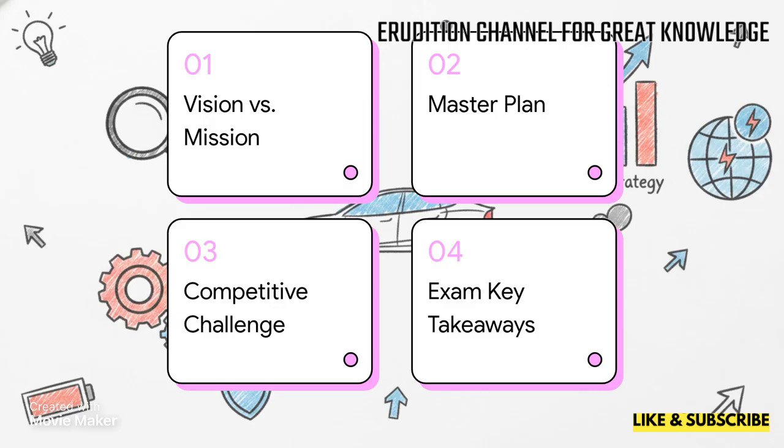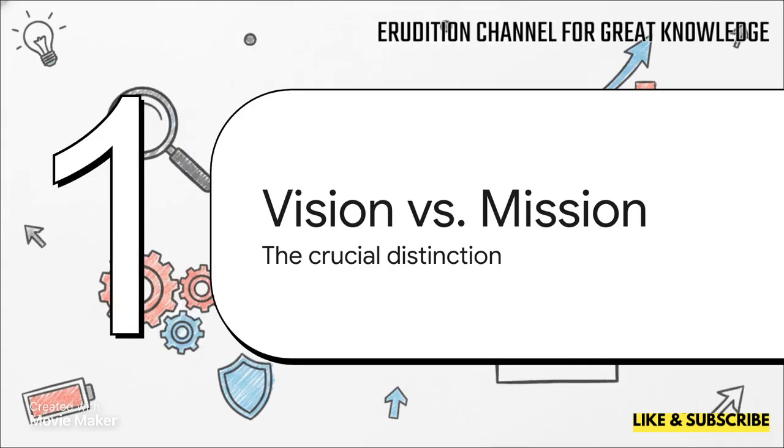Here is our roadmap for this explainer. 1. The Tesla phenomenon. 2. Vision versus mission. 3. The 4-step master plan. 4. The competitive challenge. And 5. The exam key takeaways.